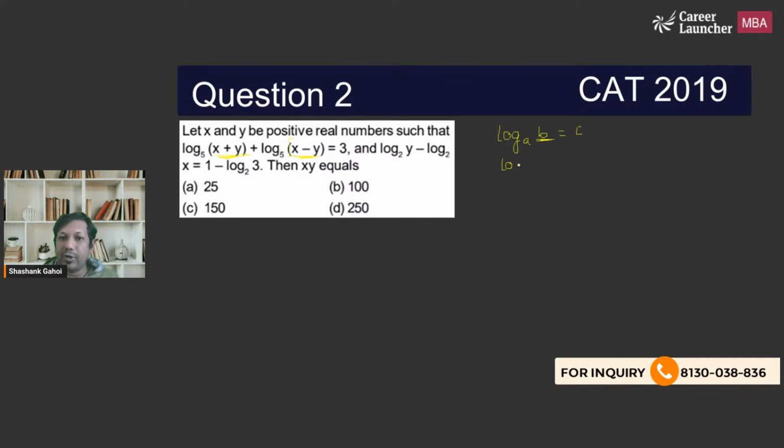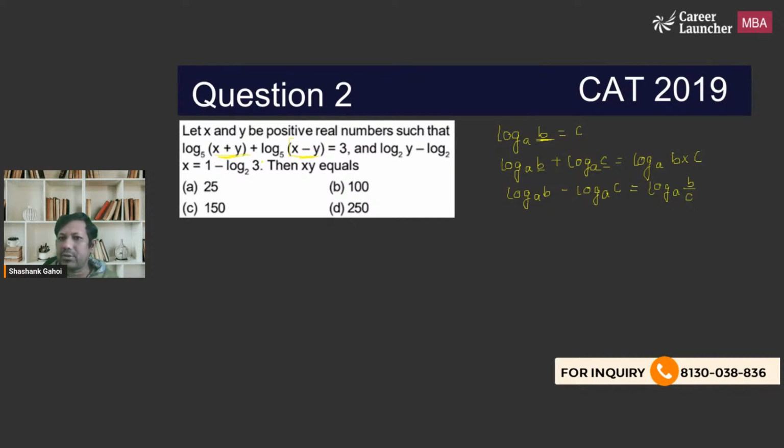Now there is another formula that we have studied: log base a b plus log base a c is equal to log base a of b into c. If the bases are the same and the values are in summation, then both values are multiplied. If instead of addition it is subtraction, then the values are in division. So it is going to be log base a of b upon c. Okay, so this is what we have.